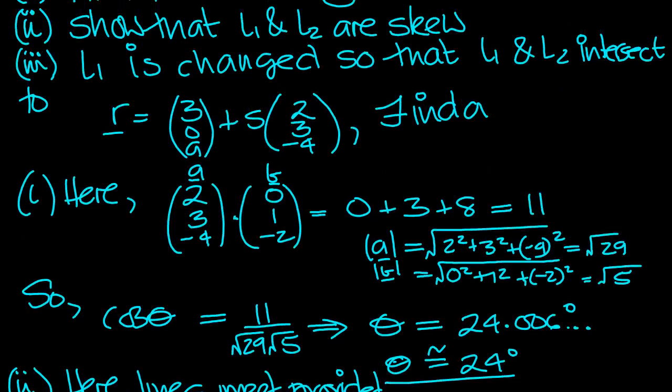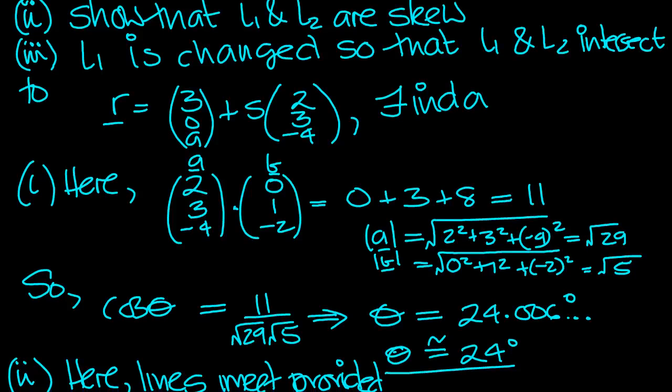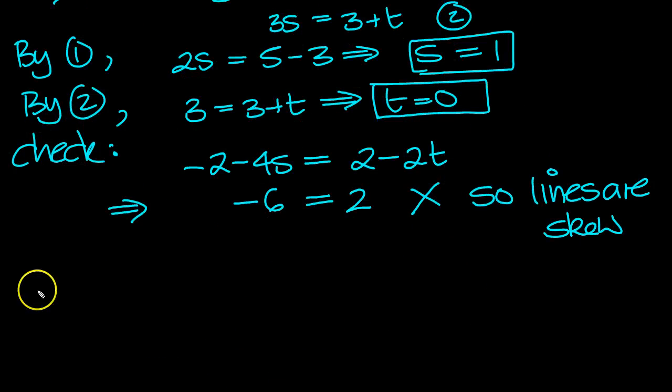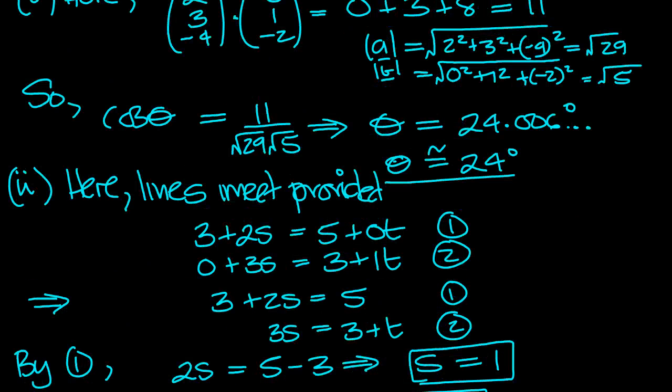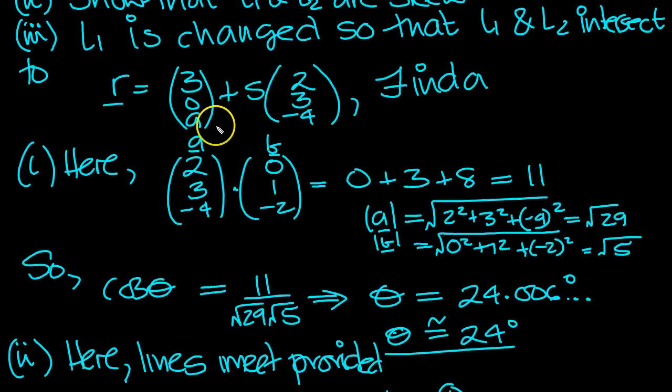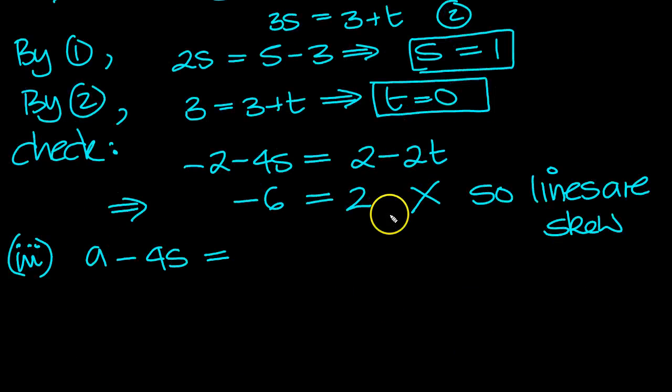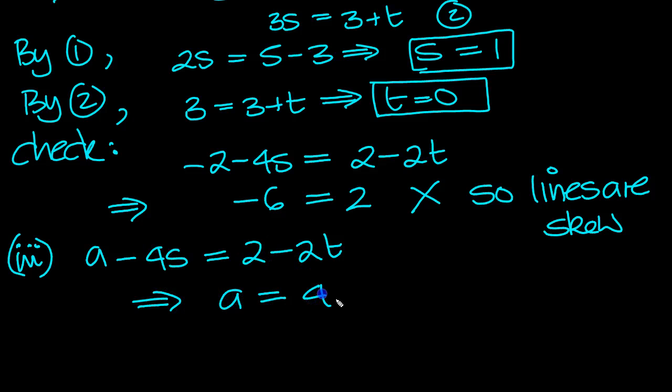Now the final part then. L1 is changed so that L1 and L2 intersect. What value is a? So the third component is now modified, isn't it? So it'll be a minus 4s. So here, part 3, a minus 4s is equal to, here it is here, a minus 4s is the z component, and the z component from before on the other line is 2 minus 2t. So that implies then that a is equal to, move the 4s over, 4s plus the 2 that's already there, minus 2t, which equals 4, since s is 1, plus 2, minus 0, so a is 6.